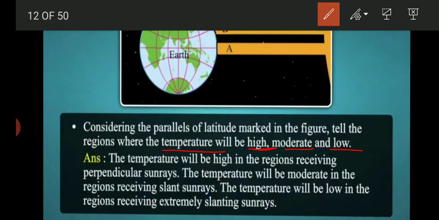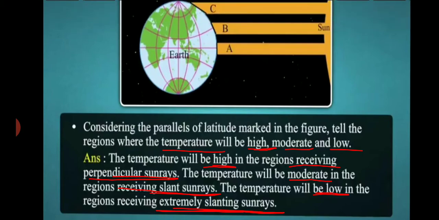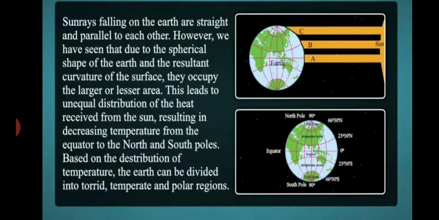The temperature will be high in the regions receiving perpendicular sun rays. The temperature will be moderate in the regions receiving slant sun rays. The temperature will be low in the regions receiving extremely slanting sun rays. With the first experiment, we can make out this observation, children.